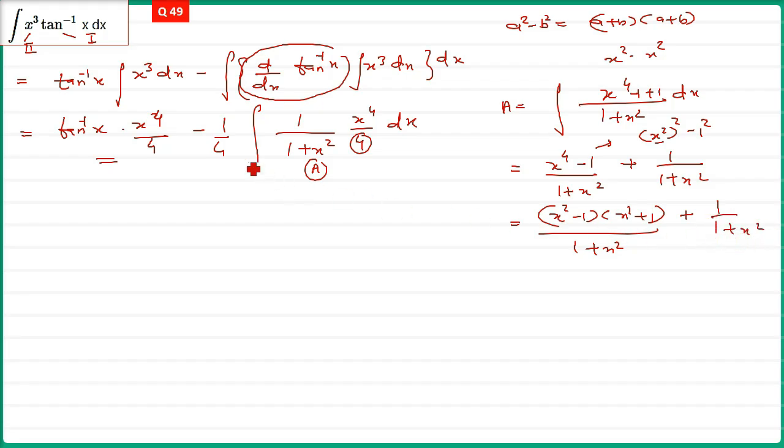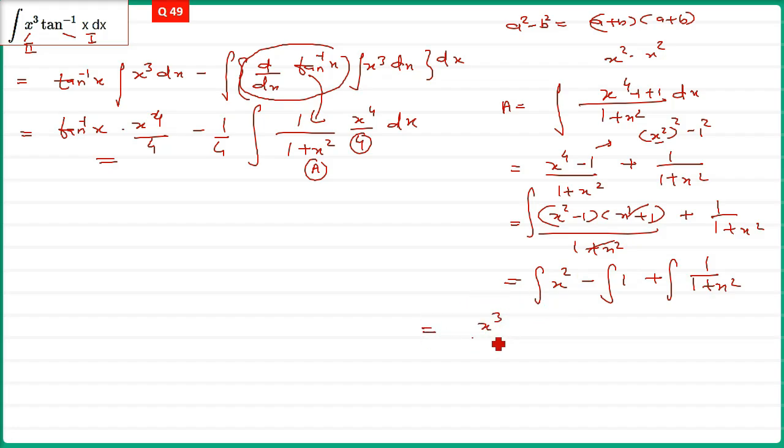But before that, you already know the differentiation of tan inverse x is 1 by 1 plus x square, so you already know what is going to come for the second term. 1 plus x square I'm cancelling, so you just have to integrate x square minus 1. It's a very simple integration: integration of x square minus integration of 1, in terms of dx, plus integration of 1 by 1 plus x square. Now dx is everywhere, you need to write that.